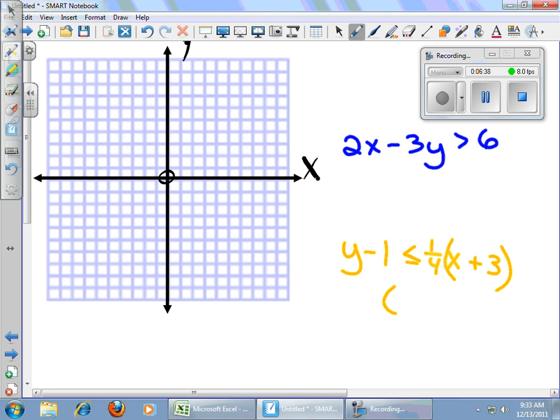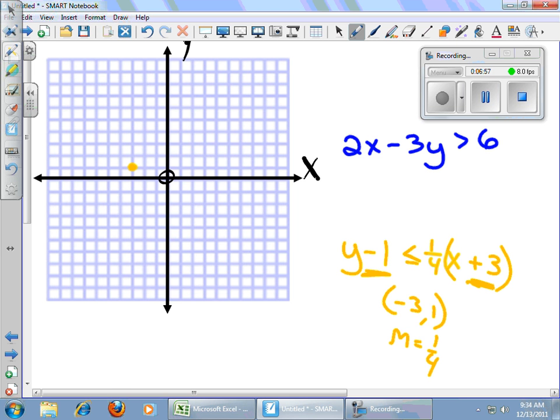I know it passes through the point (-3, 1). Remember point-slope form? This stuff doesn't go away, folks. So I'll go to -3, 1, 2, 3, and then up 1. And then I see my slope is 1/4.